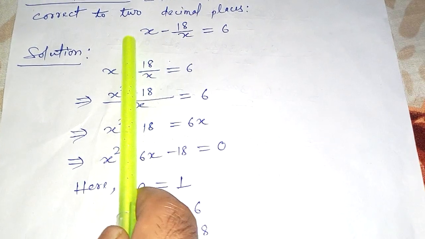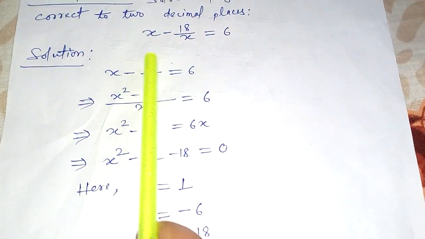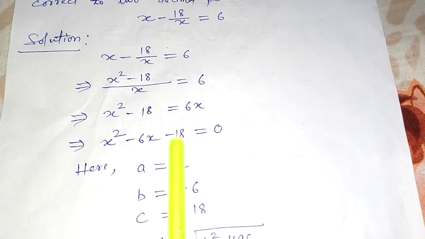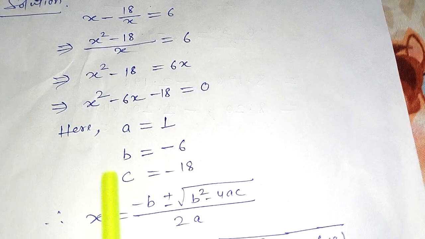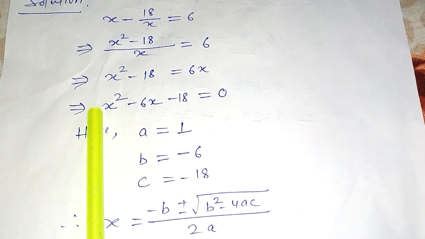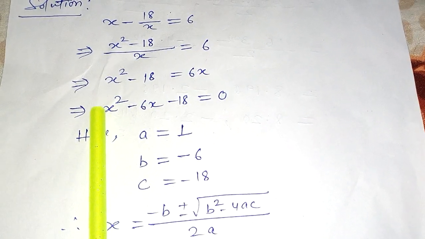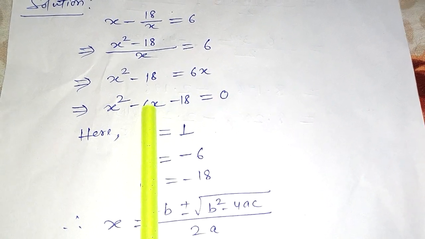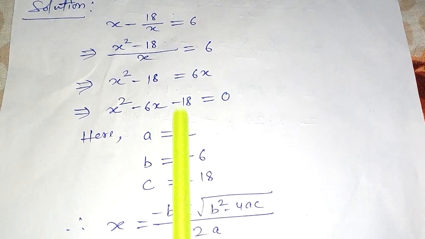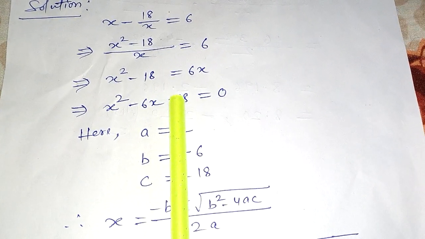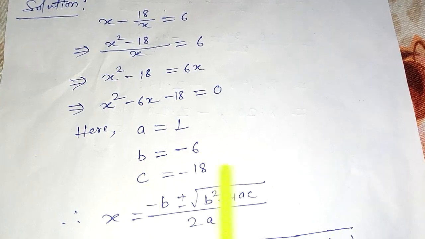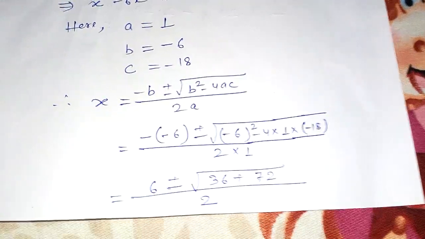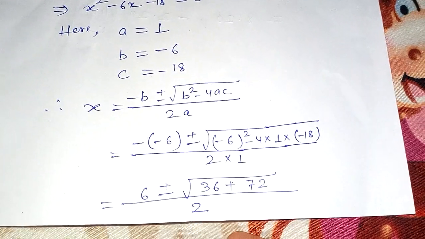So the question did not look like a quadratic equation, but we did LCM and cross multiplication, and then we got the expression as a quadratic equation. As you all know, the coefficient attached with x square is 1, that is a equal to 1. The coefficient attached with x is called b, that means b is minus 6, and the constant term is minus 18, which is c equal to minus 18. And then we can apply Sridhar Acharya formula. As you all know, we have discussed this in the last video also.